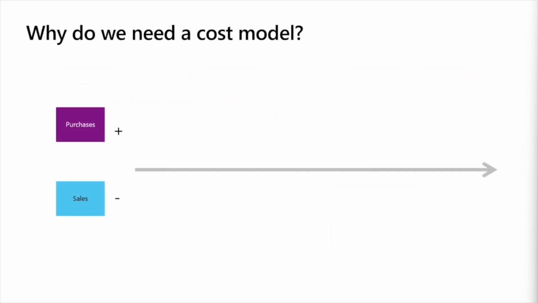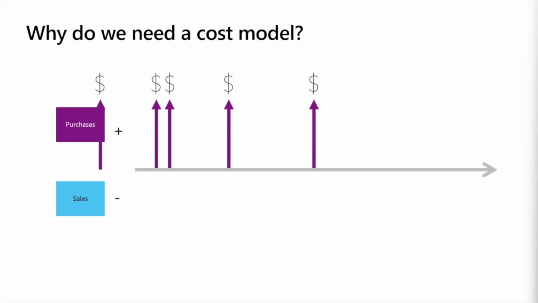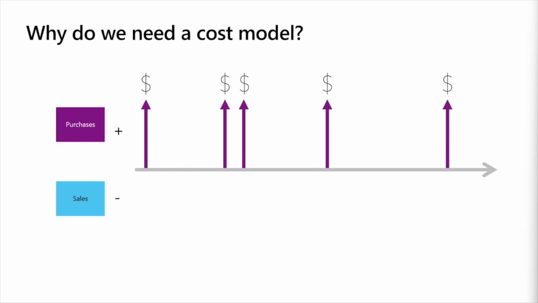Now let's look at what happens when we have multiple transactions occurring over a certain amount of time. The gray arrow picture here represents our timeline. In this period, we have a series of receipt transactions represented by the purple arrows here. Each one of these receipts has a potentially different purchase price, meaning that different quantities of our inventory could have different cost values.